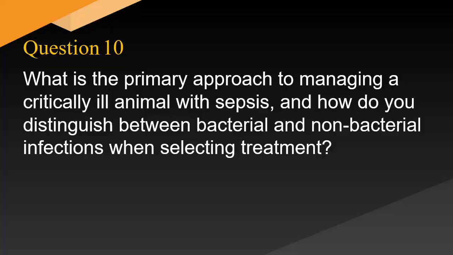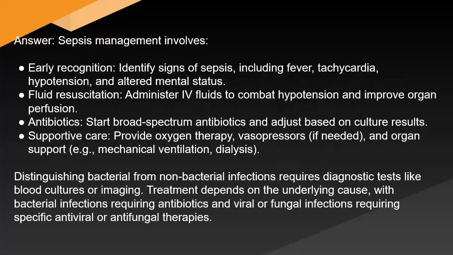What is the primary approach to managing a critically ill animal with sepsis, and how do you distinguish between bacterial and non-bacterial infections when selecting treatment? Answer: sepsis management involves early recognition: identify signs of sepsis including fever, tachycardia, hypotension, and altered mental status. Fluid resuscitation: administer IV fluids to combat hypotension and improve organ perfusion. Antibiotics: start broad-spectrum antibiotics and adjust based on culture results.